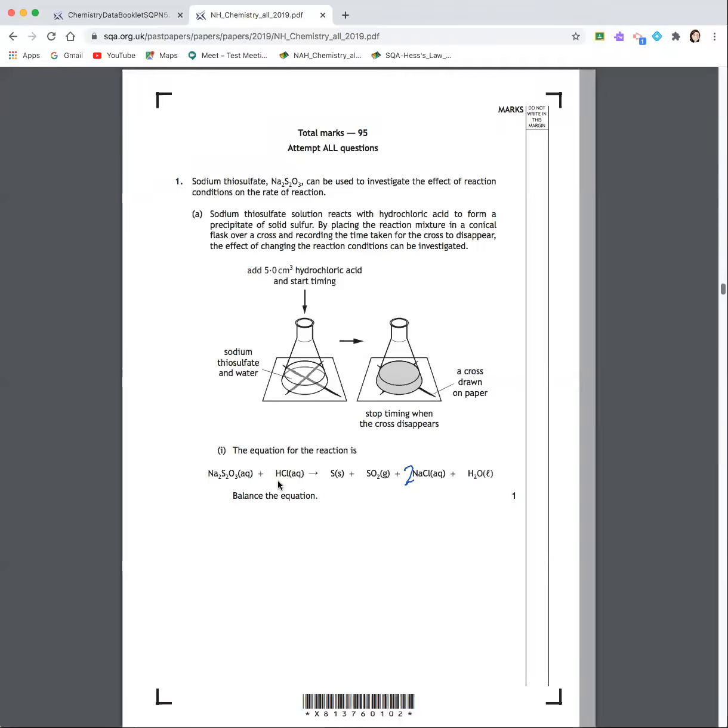Then for the hydrogens, there's 1 on the left and 2 on the right. So we need to put a 2 in front of the HCl to give us 2 hydrogens. And then lastly, the chlorines, there's now 2 chlorines on the left and there are also 2 chlorines on the right. So that's it balanced now. Next question.